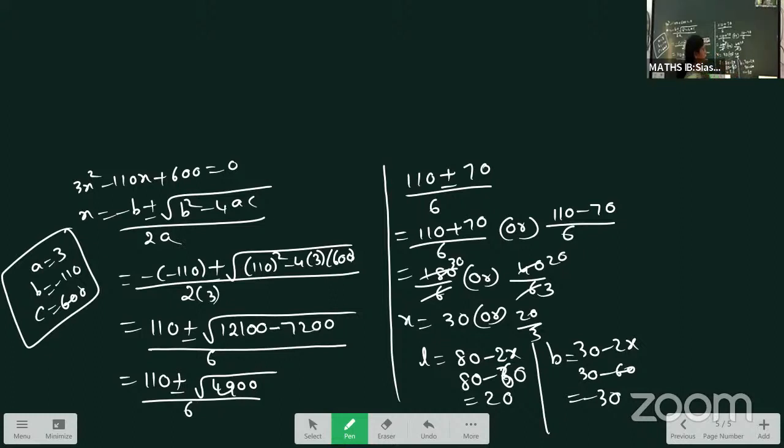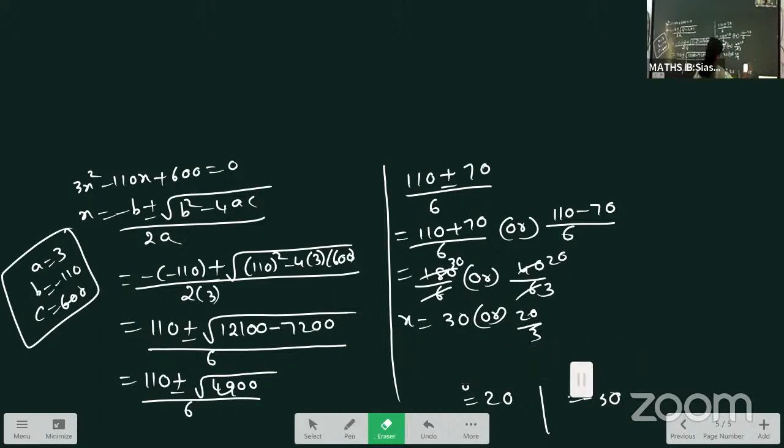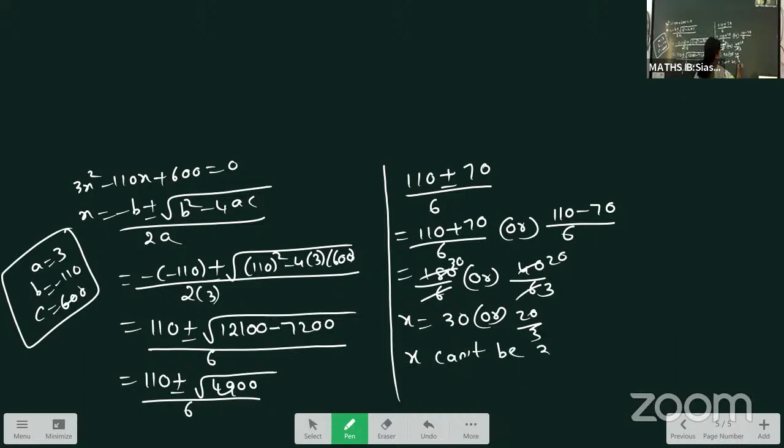So what is the x value? x is equal to 20 by 3. So this we have to do in the rough column. You need not show it in the answer part. Just directly you can write: here, x can't be 30. Therefore, x is equal to what? 20 by 3. So we got x is 20 by 3.